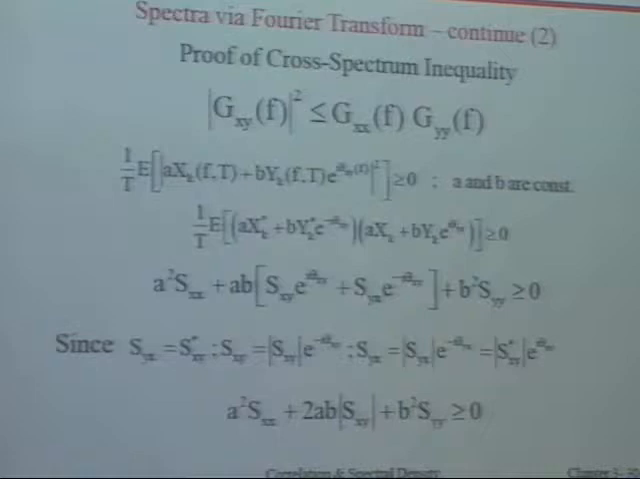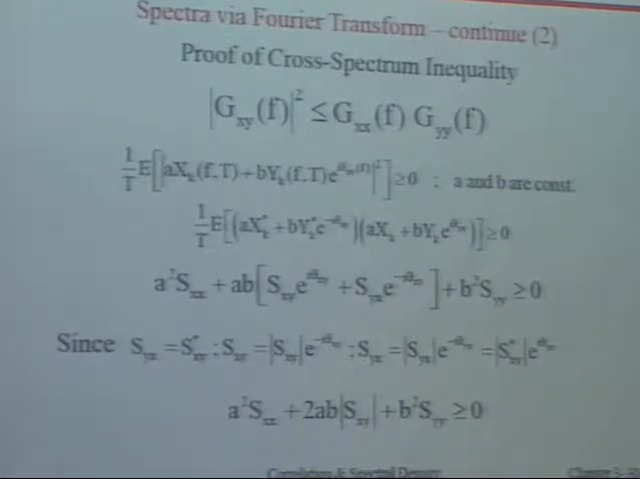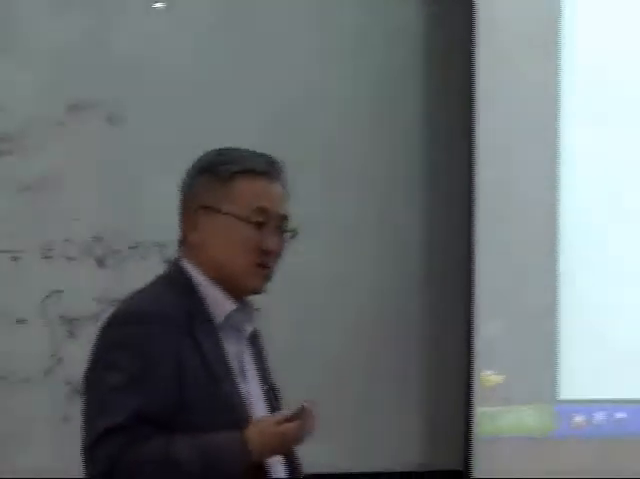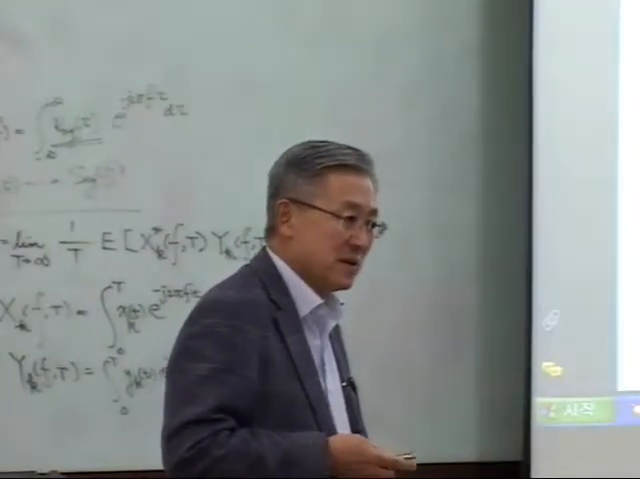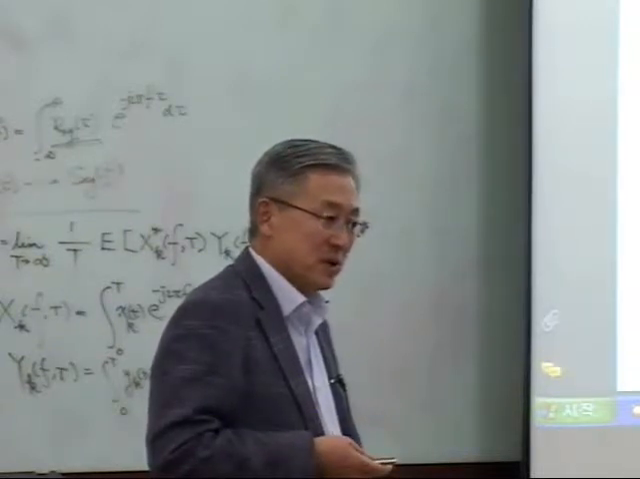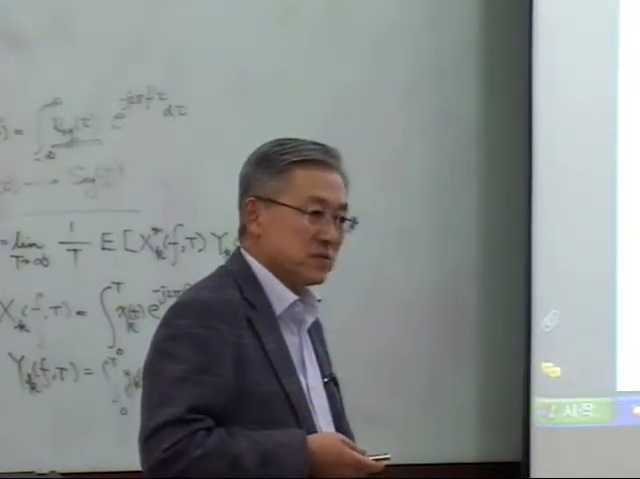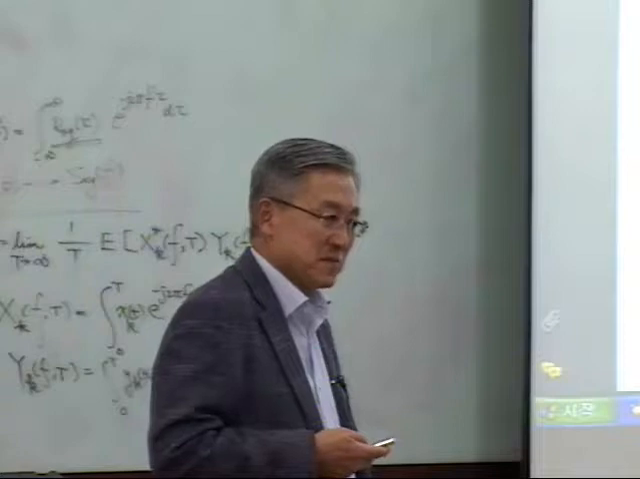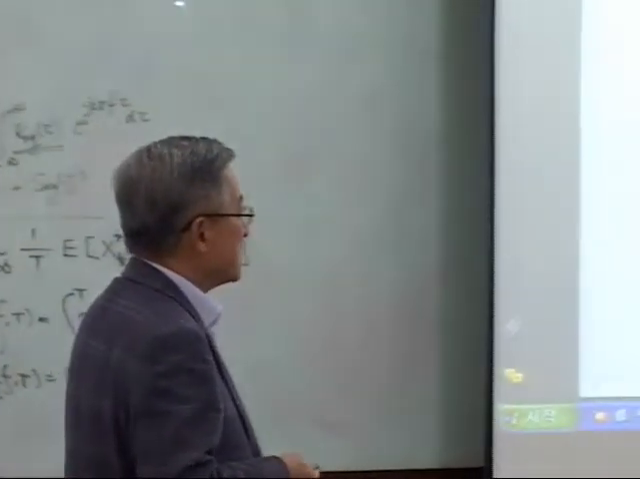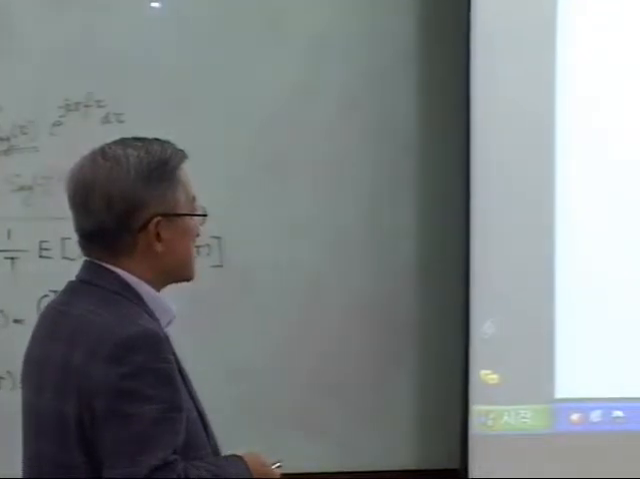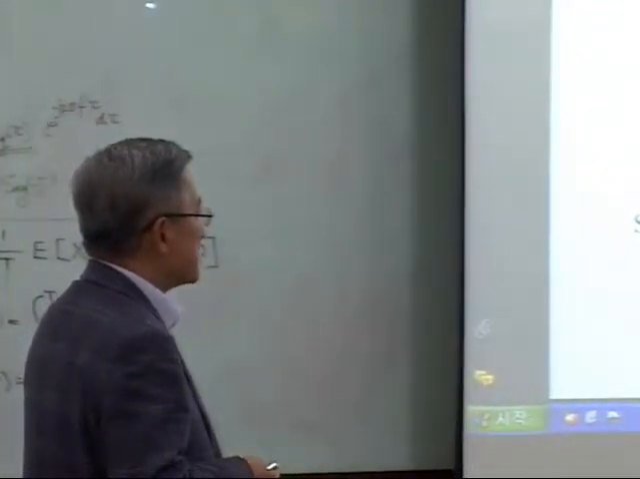If the coherence function is 1, what does it mean? There is no noise contamination. If it's 0, then what happens? Full of noise contamination, and vice versa. So here we start to prove this. We start from this equation.